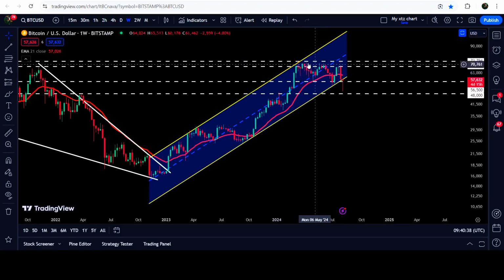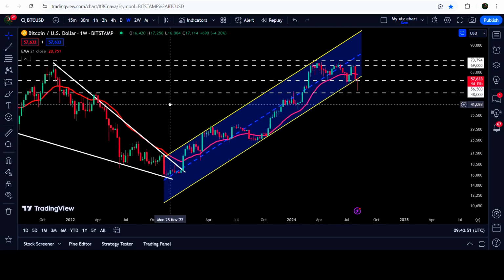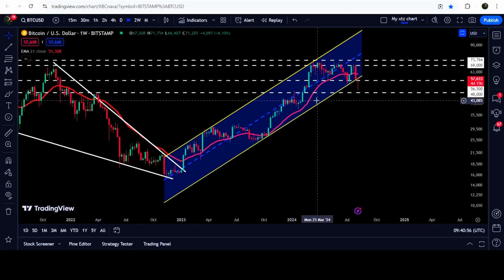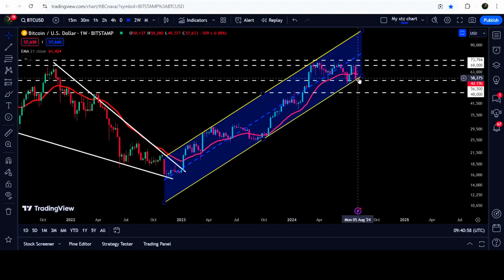But after the recent rejection, you can see that we got rejection here by this resistance line. Then we got another rejection here, another rejection here. And now the price line has broken down this very long-term uptrend line support. And here we have a key support, by the way, at $48,000. That was previously broken as a resistance here and as a resistance here as well. And therefore, this time it can hold as a very strong support.